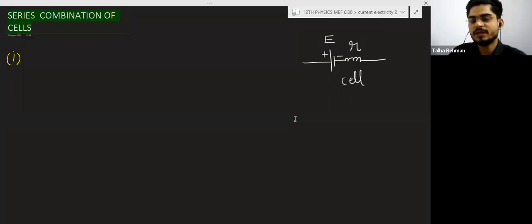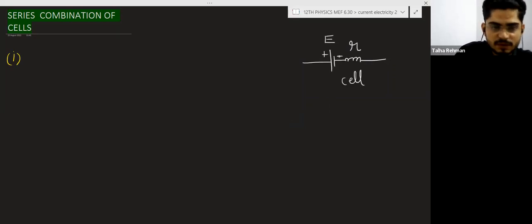So now we will take cells of different EMF and different internal resistance and connect them in series. So I am having a cell. I am connecting like this.